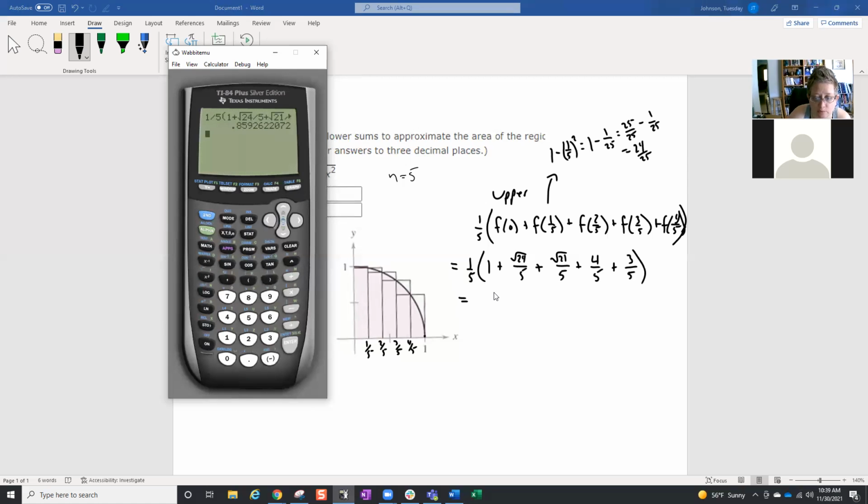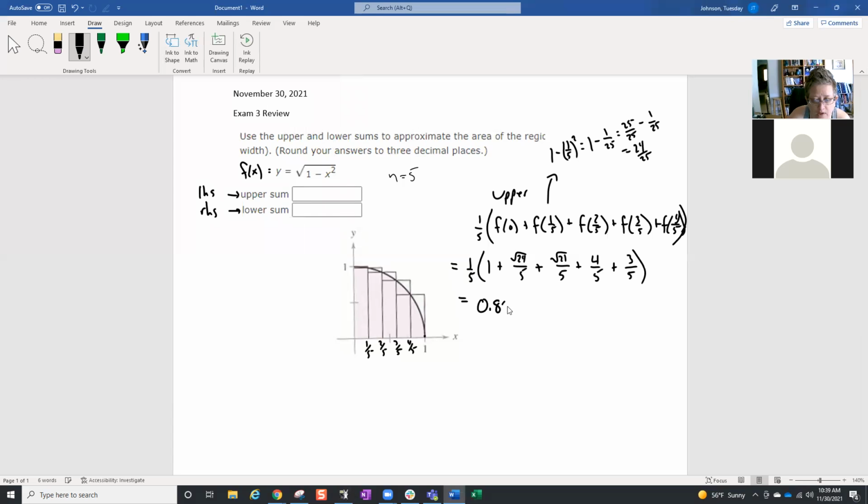0.85926. We're looking to 3 decimal places. Hopefully that's what I said. It looks like 0.859.